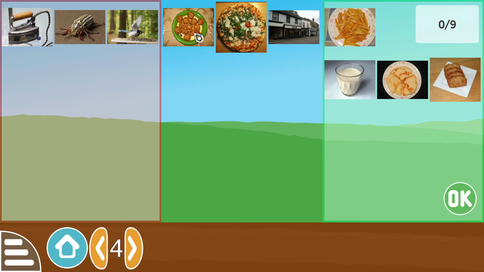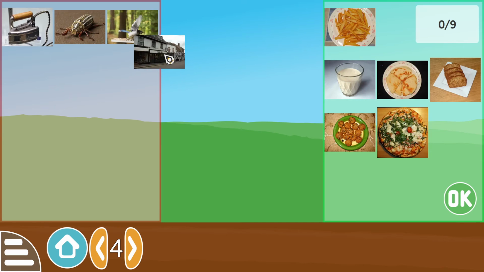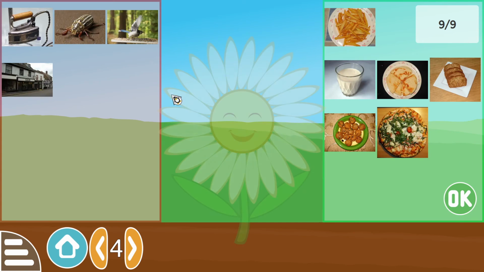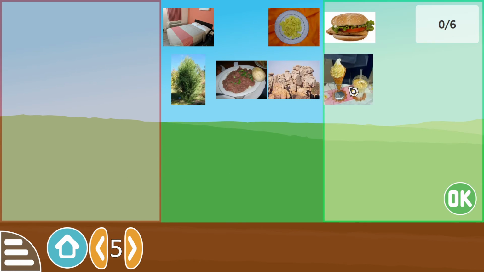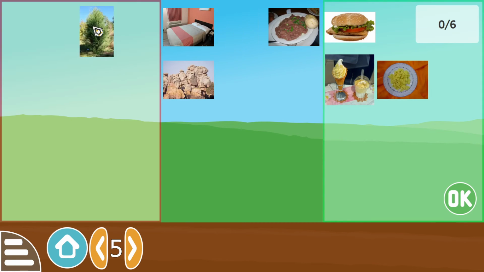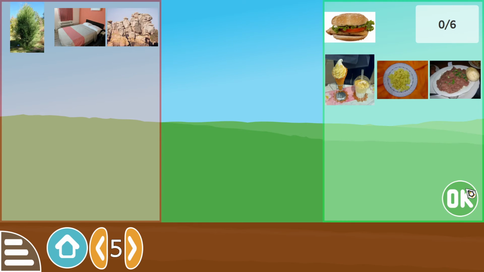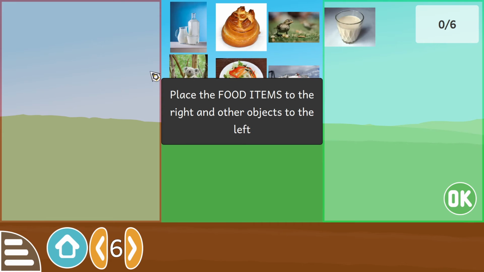As a bird, I think there's some biscuits, some pizza, that's definitely food, and a shop front. So let's try that. Food items to the right. So ice cream and a milkshake. Plate of food. But a tree, a bed, and some mountains. Definitely not. And another bit of food, which looks to be a bun as well.